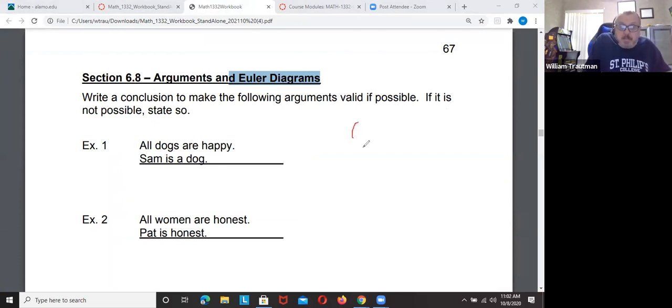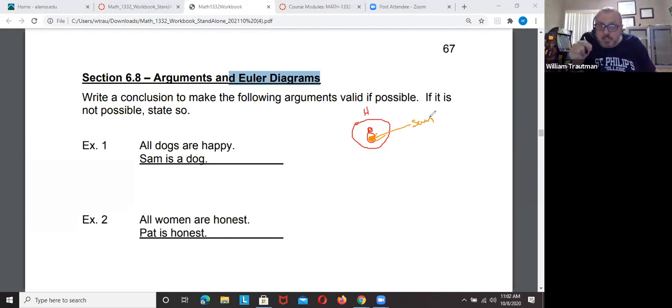All dogs are happy. Do you see the second part is the happy part, and all dogs are inside of it? Here's the dog, the D. All dogs are happy. So the dogs are inside the happy. That's the very first one from Euler. Sam is a dog. So if Sam is a dog, he belongs inside the dog ring. You see, this is Sam because he's a dog. He deserves to be in the dog ring. It says Sam is a dog.